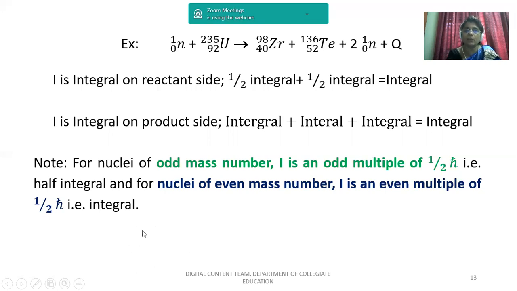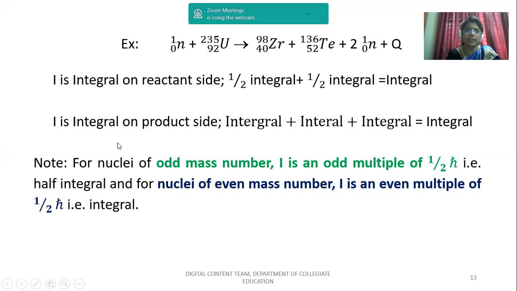So when you use this particular idea and apply it to the nuclear reaction, here on the left hand side, that is on the reactant side, neutron with odd mass number and uranium with odd mass number, you have a half integral plus half integral, which gives rise to the total integral value on the left hand side, that is on the reactant side.